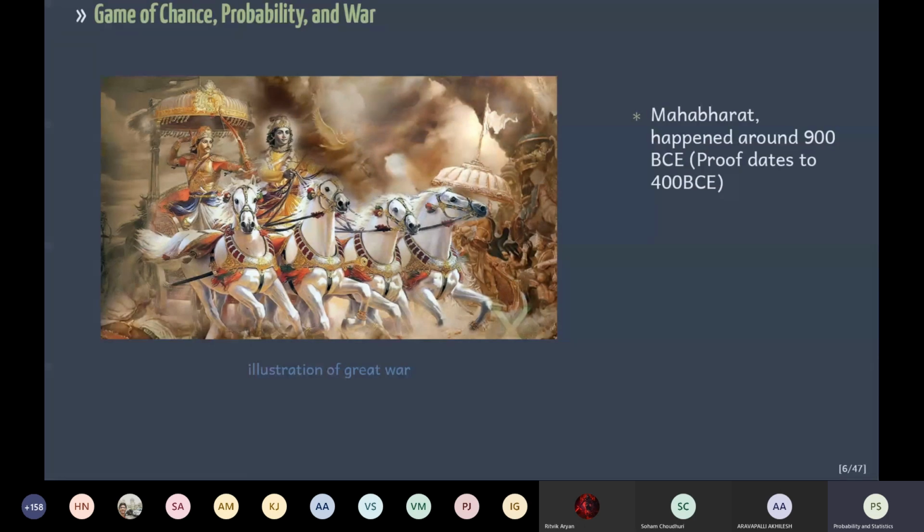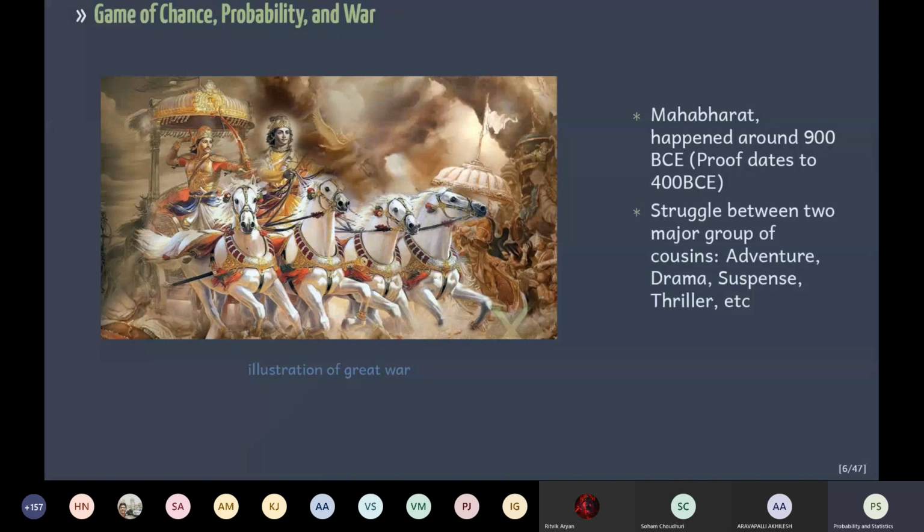If we can recall some of the epics, specifically centered in India, there is the so-called Mahabharat. That's a great war that happened about 900 BCE. The proofs are up to 400 BCE, and it was a struggle between two major groups of cousins. You may ask, how does it become a big war? But these cousins had very big armies, and some big warriors were involved, and that ended up killing, by some estimates, maybe millions and millions of people.